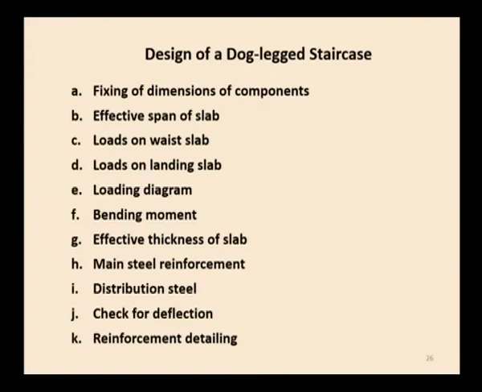So, here also we are going to find these things: fixing of dimensions of the components, effective span of the slab, load on the base slab, loads on the landing slab, loading diagram and bending moment using the loading diagram, and find out the effective thickness of the slab from the bending moment. We are also going to find out the main steel as well as distribution reinforcement for the bending moment, and we are also going to check the depth of the slab against deflection. Finally, we are going to see the reinforcement detailing.